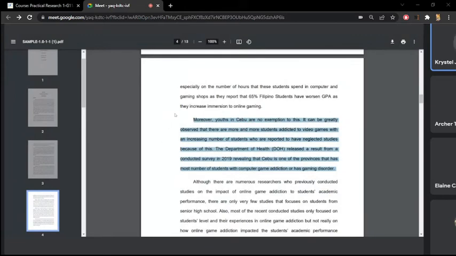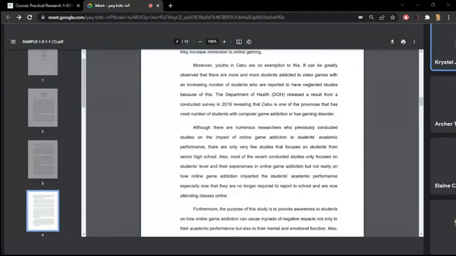Moreover, youths in Cebu are no exception to this. It can be greatly observed that there are more and more students addicted to video games, with an increasing number of students reported to have neglected studies because of this. The Department of Health released results from a survey conducted in 2019, revealing that Cebu is one of the provinces with the most students with computer game addiction and gaming disorder. Especially since it was mentioned that Cebu has a very huge number of computer addicts and students with gaming disorder.